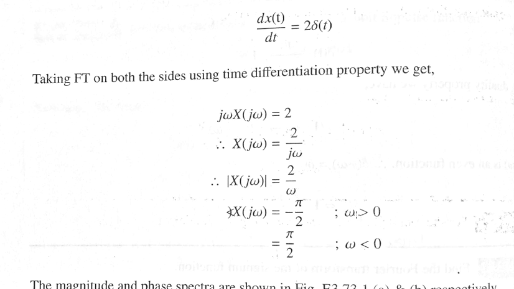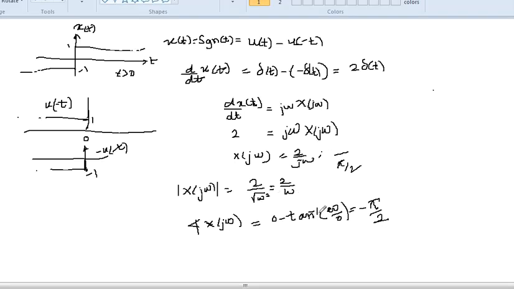Well, when omega is greater than 0, meaning positive, then this angle would be minus pi by 2. By considering omega as greater than 0, we have taken it as minus tan inverse. When omega is less than 0, we'll have this minus sign, and that time it becomes plus pi by 2. So the graph becomes, magnitude of 2 by pi.